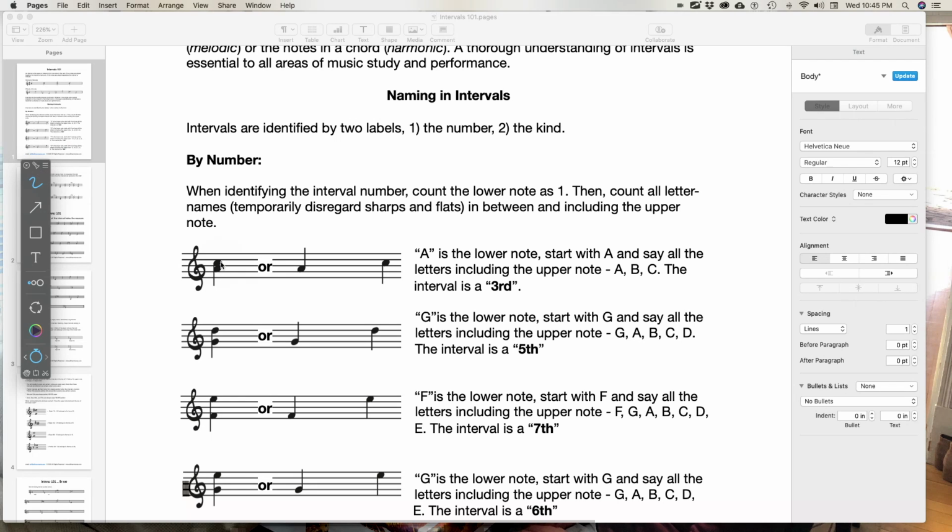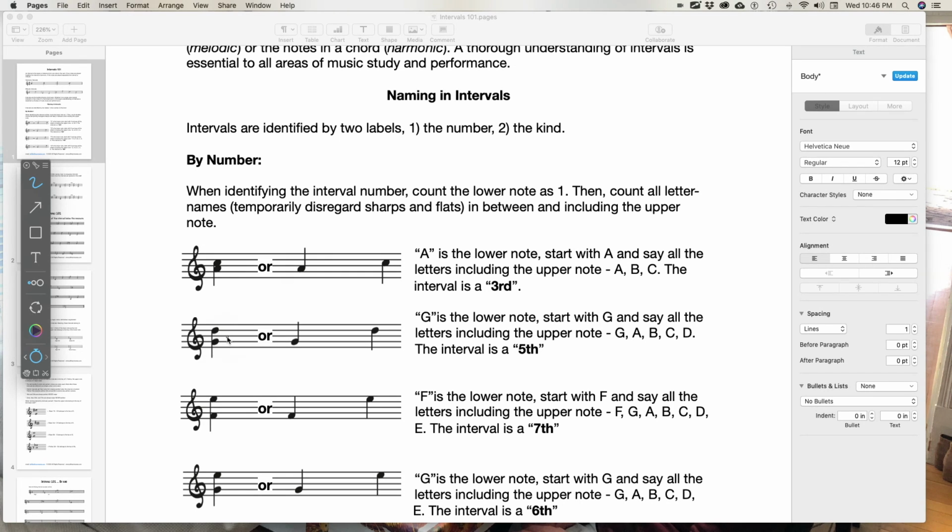So here we have an A to a C. When we're counting intervals, include where you start, in this case A, and also include where you end, in this case C. So A, B, C. We had three notes. That means the interval is a third.